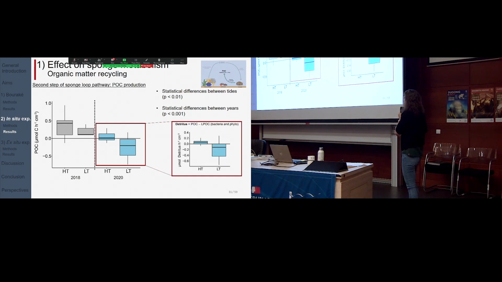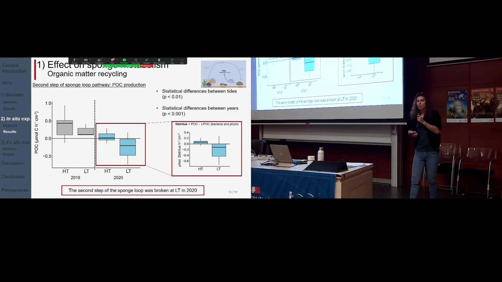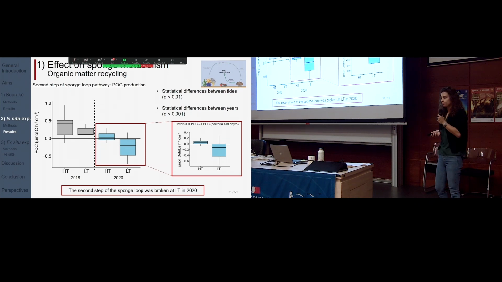To confirm this result, I also measured the real detritus production by subtracting the live particulate organic carbon from the particulate organic carbon. And similar to the POC, I found that detritus was produced during high tide while it was consumed during low tide. So definitely, the second step of the sponge loop was broken during the low tide in 2020.